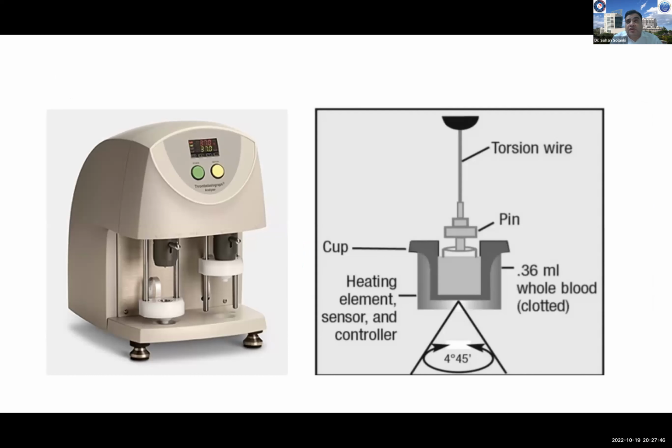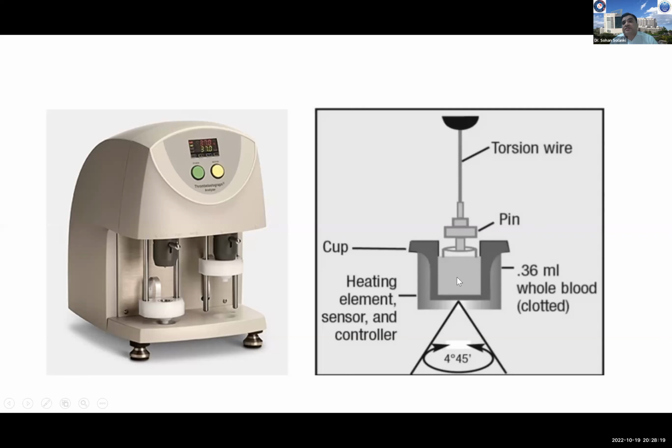You can see you can run two samples at a time. There are two cup and pin mechanisms in every machine. You can see that there is the torsion wire. This is the cup, and this is the pin. The pin is suspended in the cup, and in this TEG machine, the cup rotates around 4 degrees 45 minutes every 5 seconds, and 0.36 ml of blood is needed for this coagulation test.